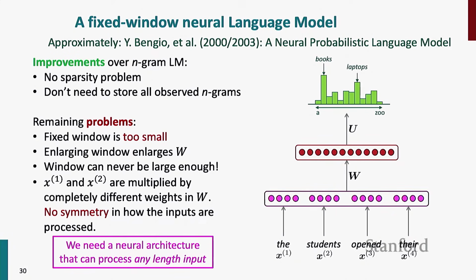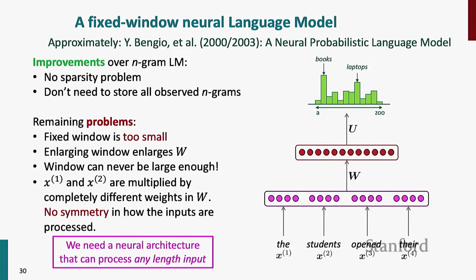And so that suggested that we need a different kind of neural architecture that can process any length of input and can use the same parameters to say, hey, I saw the word student. That's evidence that things like books, exams, homework will be turning up regardless of where it occurs. And so that then led to exploration of this different neural network architecture called recurrent neural networks, which is what I'll go on to next.